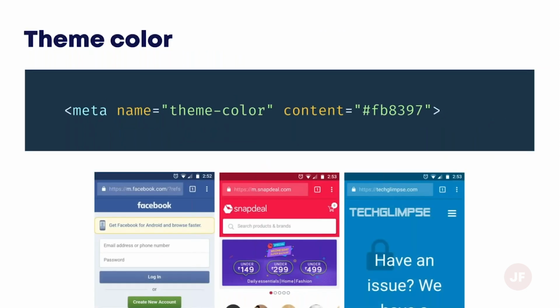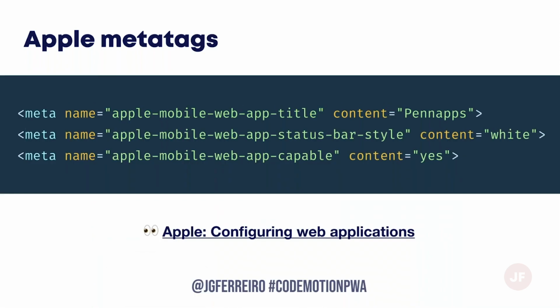Then the second step is theme color. This typically matches your company brand color palette. If you see the navbar, those colors that appear there, right? So if you see Facebook, that blue color, Snapdeal, etc. And Apple meta tags. There are some meta tags required that are Apple specific. Later on, you can take a look at these and revisit them.